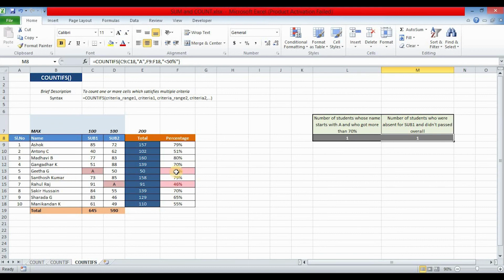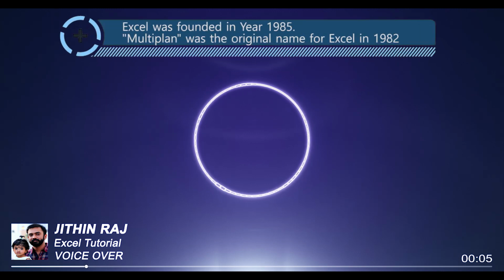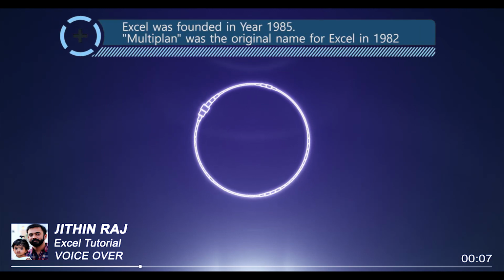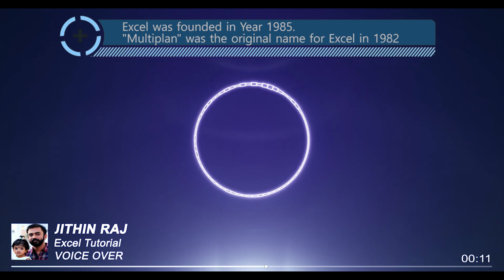So this is the usage of COUNTIFS in two different scenarios. With this simple example, I just want to make you understand the different usages of COUNT, COUNTA, COUNTBLANK, COUNTIF, COUNTIFS. These 5 functions I have explained in a simple manner.